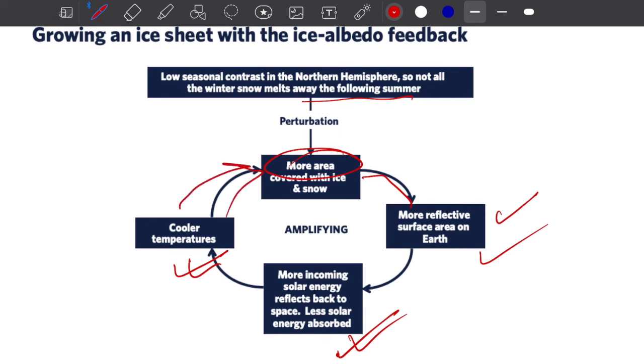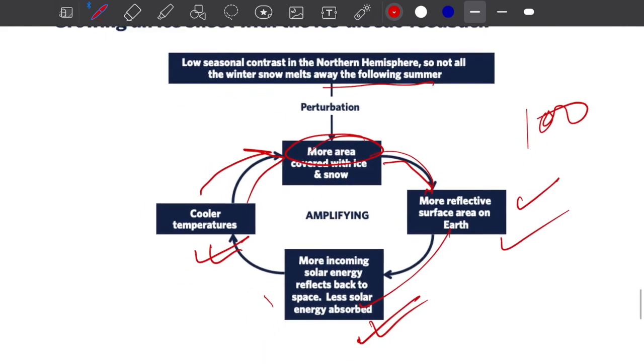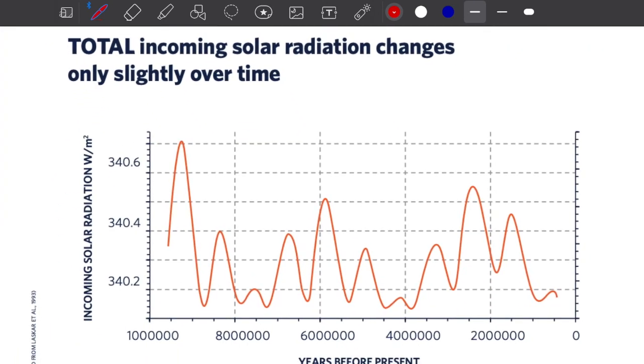And if the temperature falls, it is a favorable condition for more surface area of ice cover. It will increase the rate of sea ice formation, right? So this will lead to this, and over a period of years, say 100 years, it will slowly increase the entire coverage of sea ice. You are getting my point? So this is called ice albedo feedback.